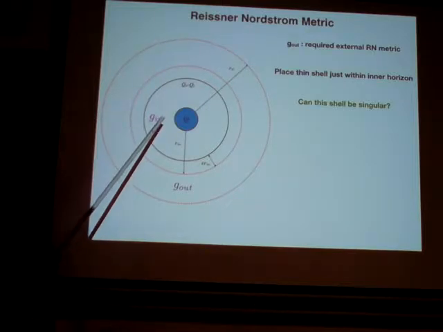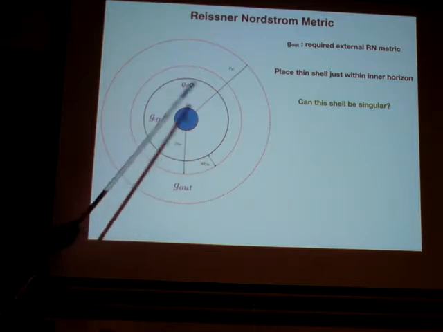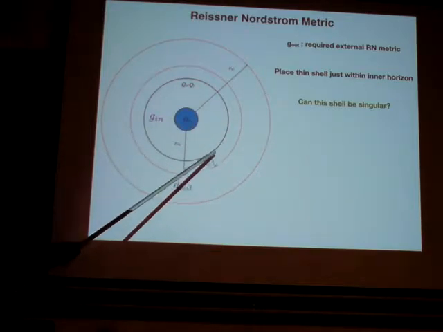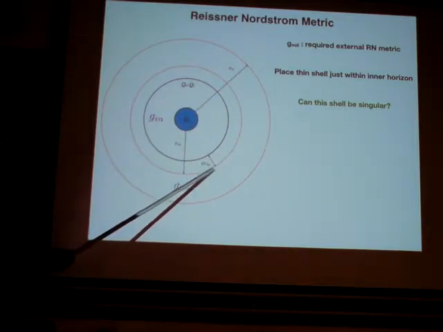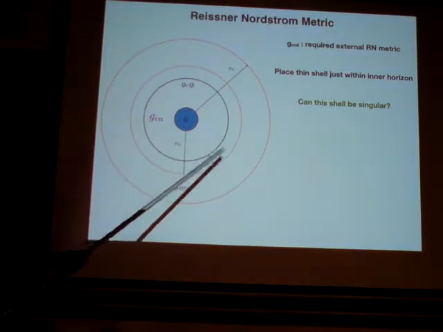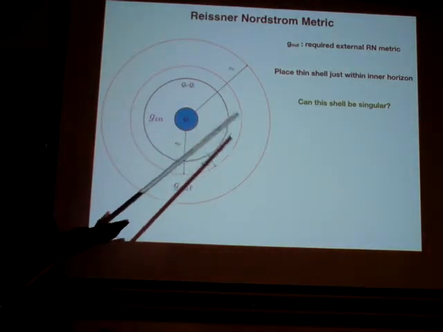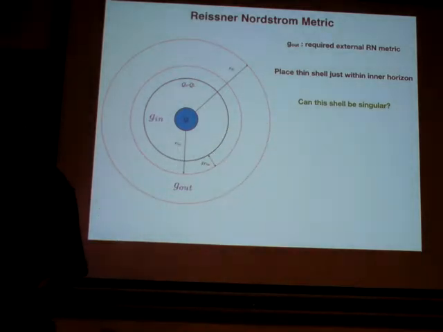And so that guy has this inner horizon there. And what I want to do is place a shell, okay, a time-like shell, just a physical shell, a short distance away from that inner horizon. And I basically want to ask, what does it take for that shell to be singular? And by singular, I mean have a Planckian density. Obviously, if this is all there was, that wouldn't work because the external mass would be wrong.